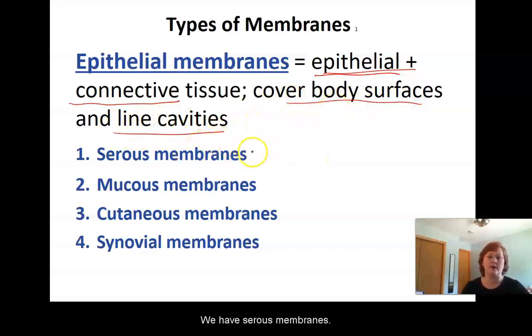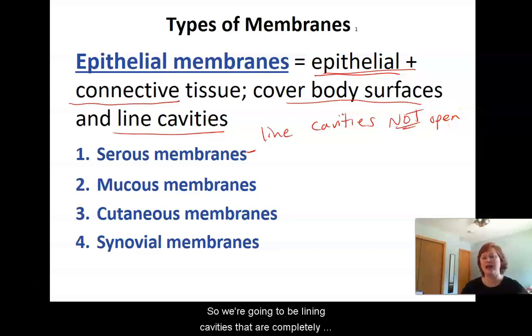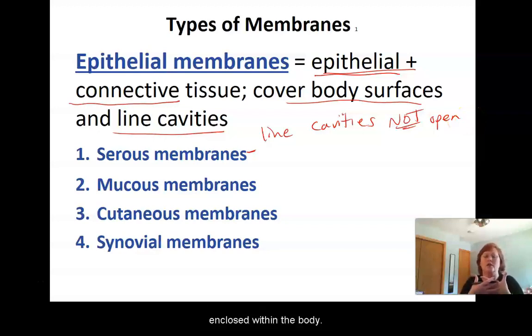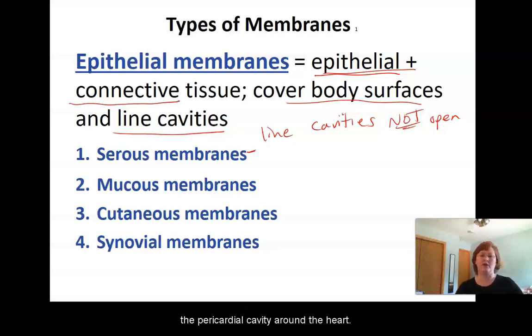We have serous membranes. Now, serous membranes are going to line cavities that are not open to the outside. So we're going to be lining cavities that are completely enclosed within the body. These would be things like your thoracic cavity, which includes the pleural cavity around the lungs and the pericardial cavity around the heart, and your abdominal pelvic cavity below the diaphragm. We learned about those the first week of class.